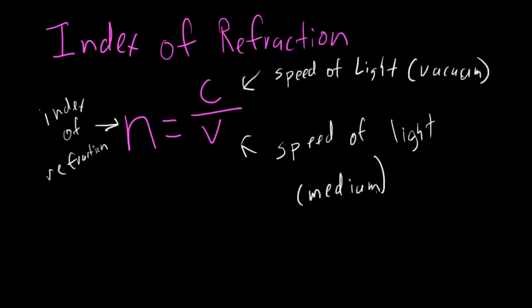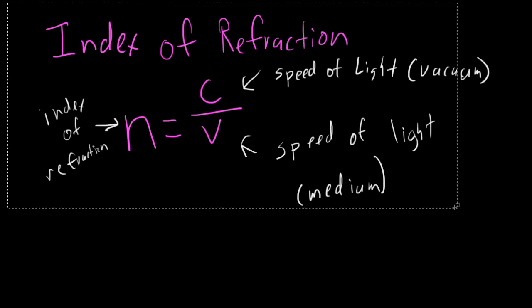So the speed of light in water, the speed of light in glass, the speed of light in green jello, whatever. So that's a simple formula. Index of refraction n equals the speed of light in a vacuum over the speed of light in that particular substance. That's just what the index of refraction is.